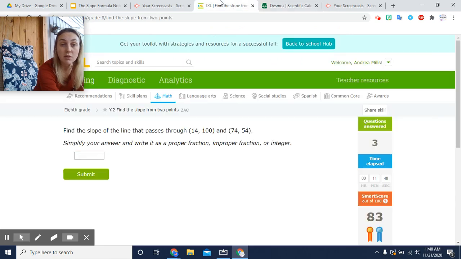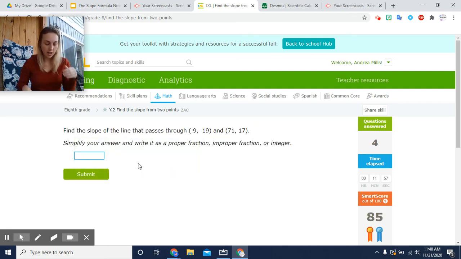Also, side note, this is going to be a negative slope if you happen to put this on the graph. So we have negative 23 over 30, and we'll put that in, and there you go.